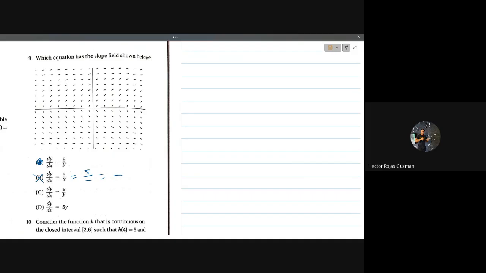For dy dx, let's pretend they're both negative, which means the slope field should be positive. Where are they both going to be negative? In the third quadrant. And you can see that my line segments have a negative slope. So that is not it.